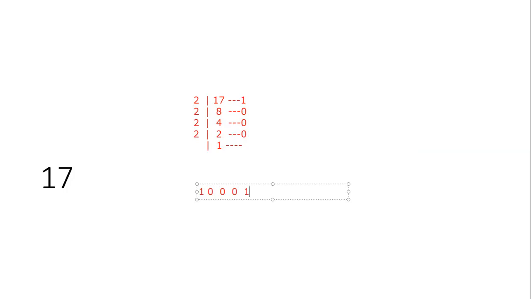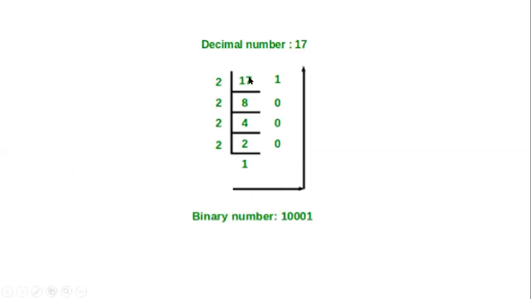The reason we divide by the number 2 is because we are converting into the binary number system, and the binary number system's base value is 2. We constantly keep dividing till we get the number 1. See, on the next page, I have done the example, so you will understand it better.